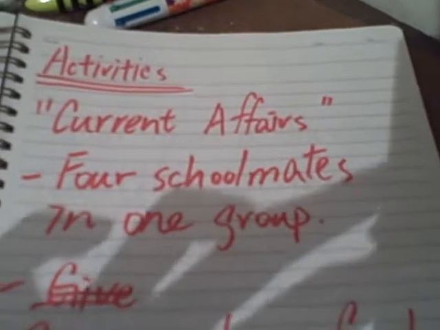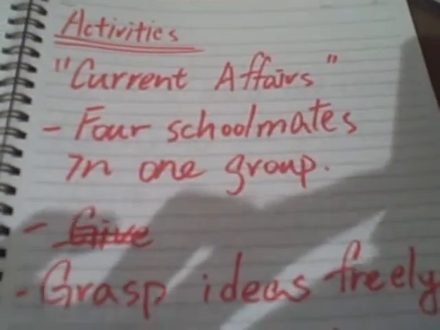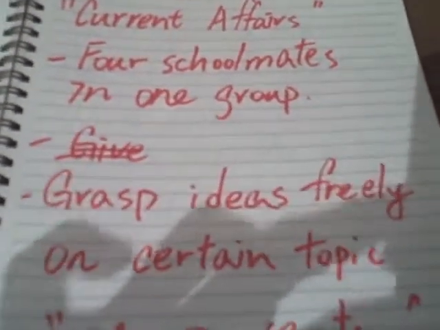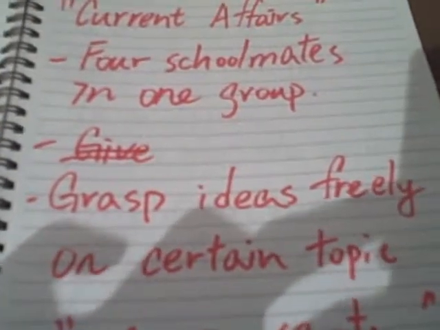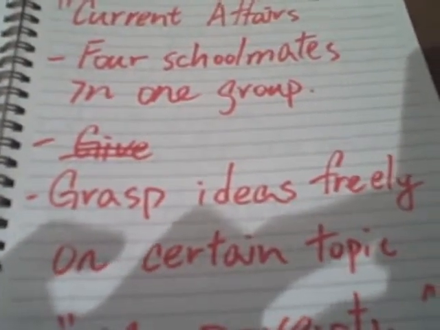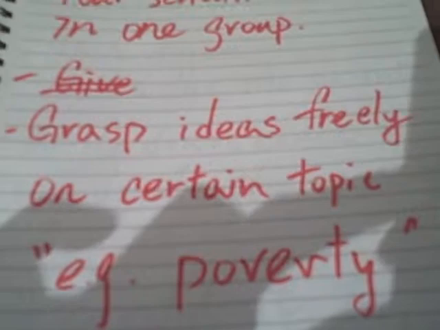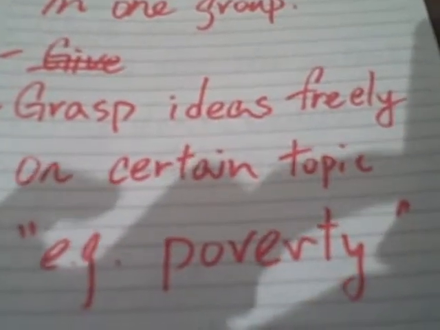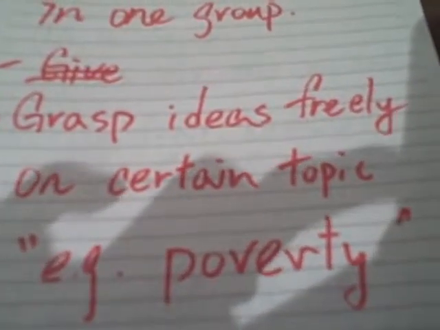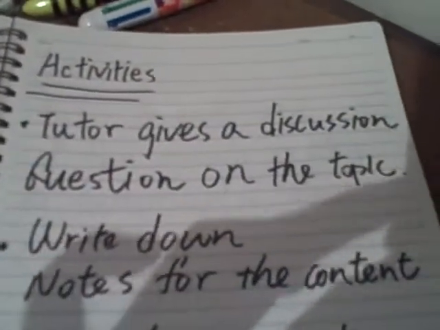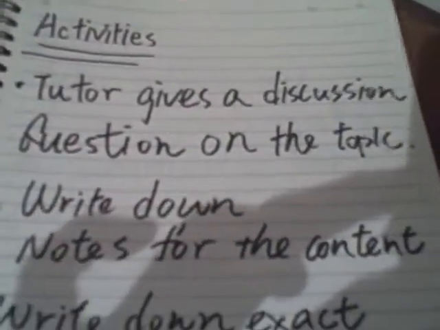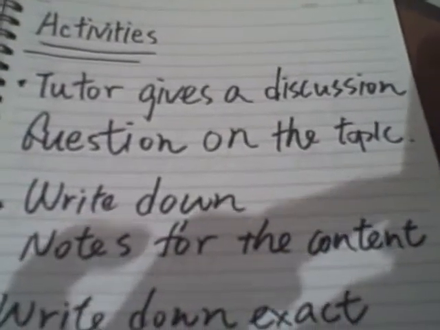For the Current Affairs sessions, there are 4 schoolmates in a group. Before the discussion, we can express our ideas freely on a certain topic. In this PLA session, the tutor chooses the topic called poverty. Then the tutor will give a discussion question related to this topic.